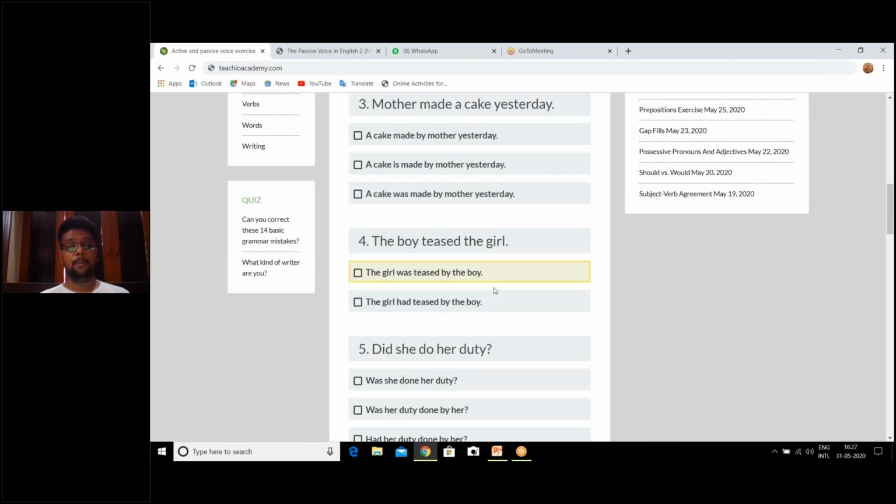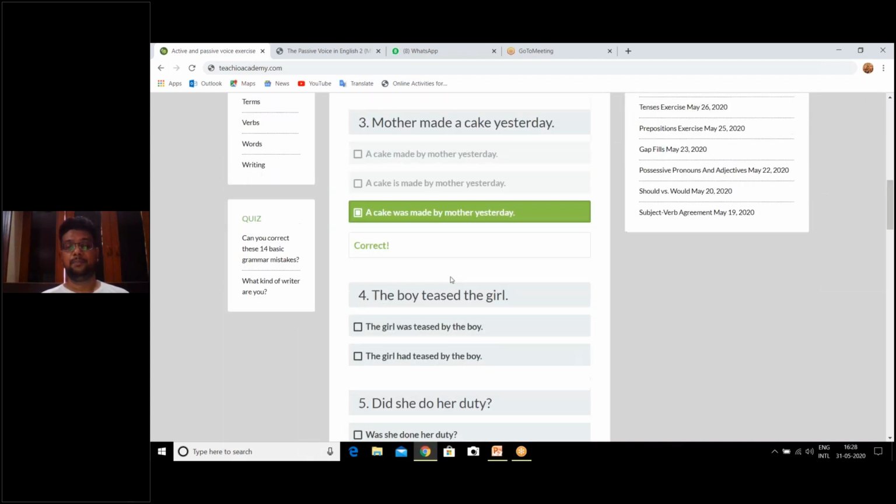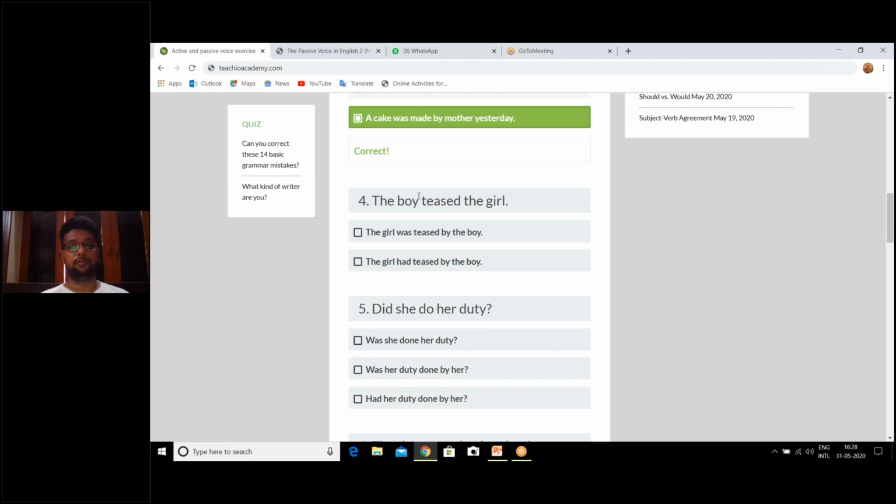Question number 3. Mother made a cake yesterday. What is the answer? Tabio, Aishwarya, Mahaniz, all of you, please reply fast. The answer of third, all of you are saying C. Let me click C. Correct. Very nice. This is correct. A green tick has been given to all of you.